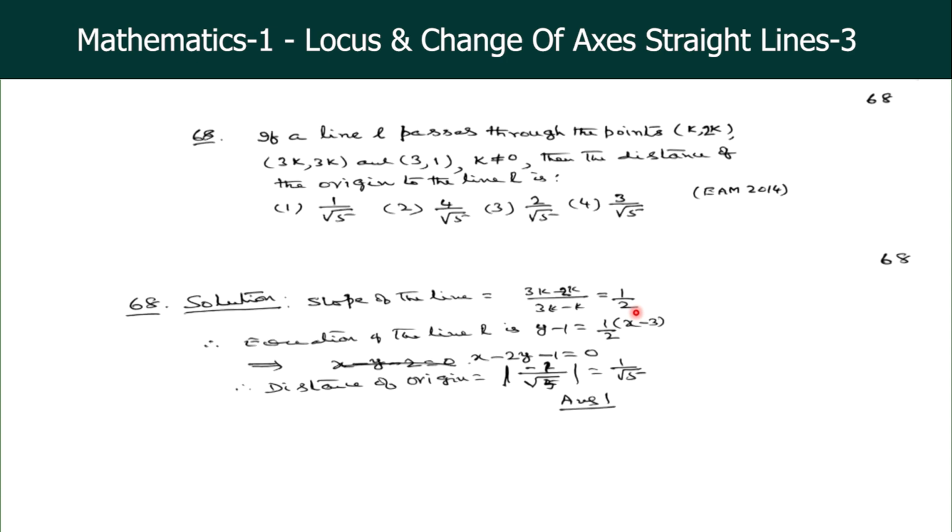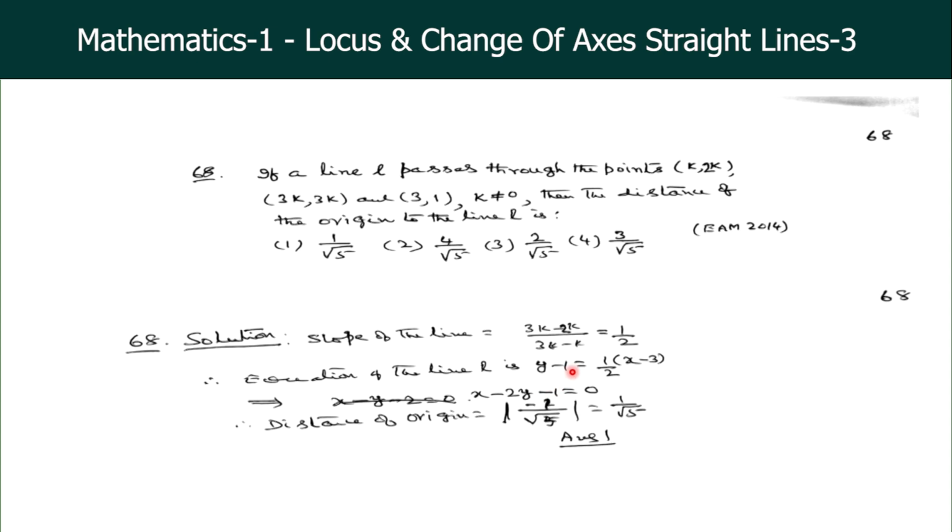And also the slope of the given line you can write as (3k - 1)/(3k - 3). You can equate these two, and then you will get the value of k. Or the equation of the line L is y - 1 = (1/2)(x - 3), or x - 2y - 1 = 0. The distance of the origin from this line is |-1|/√5, which is equal to 1/√5. So option number 1.